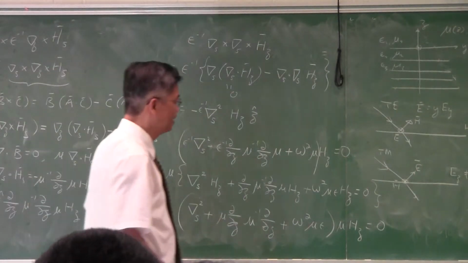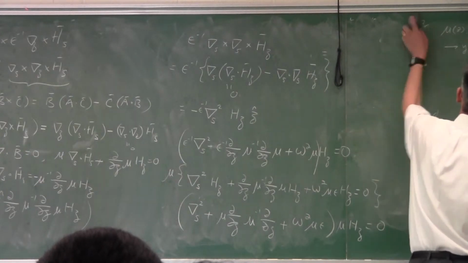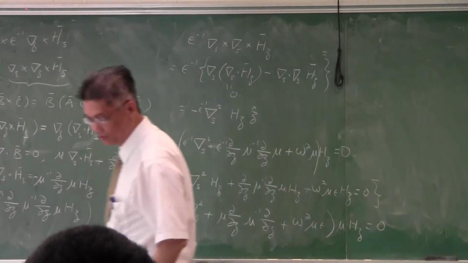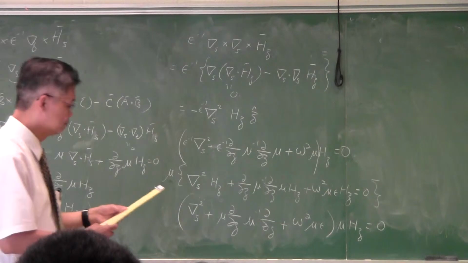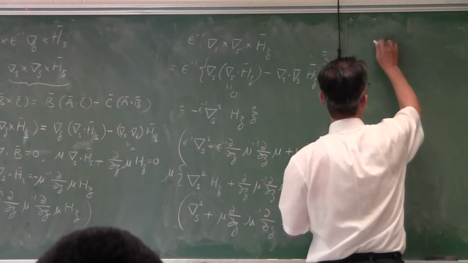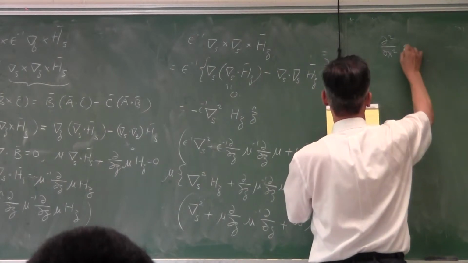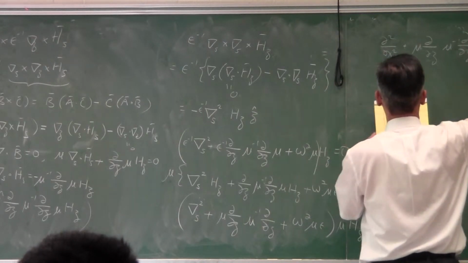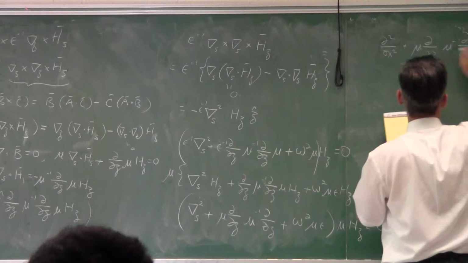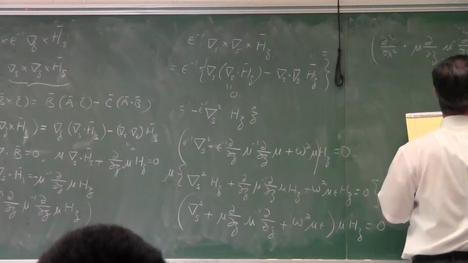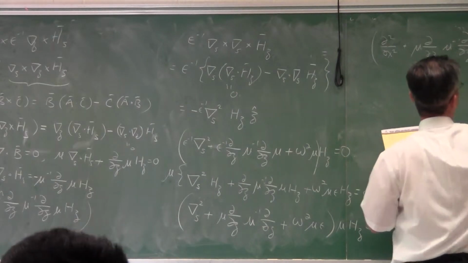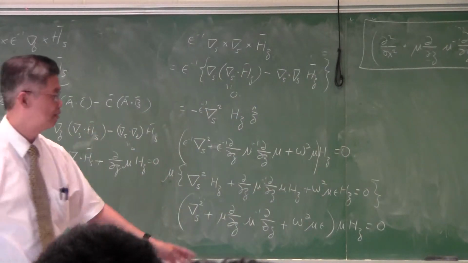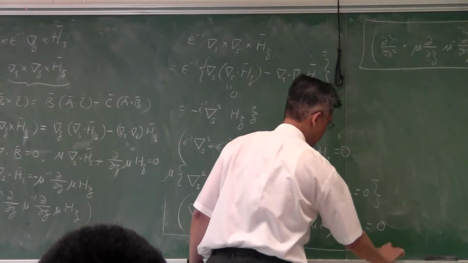Okay, so this is the equation that I intended to arrive at, and the reason is that if you look at the structure of this equation, it's no different from the one that we have derived for Ey. The equation that we derived for Ey looks something like this. So this is the equation that we derived a little while ago, and this is the equation that we have derived for Hz.